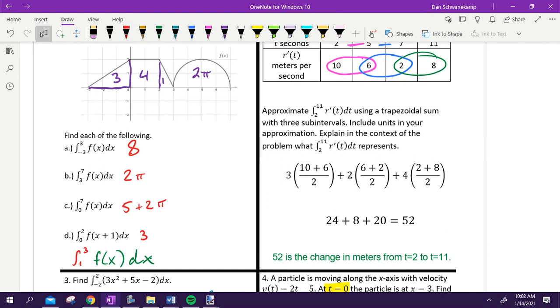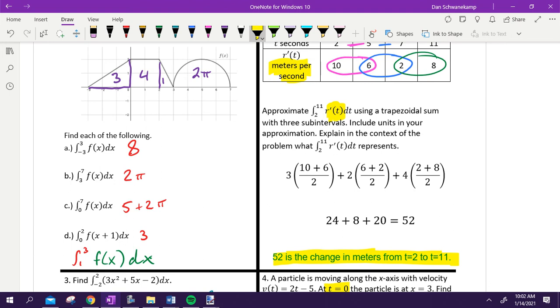Make sure the second one, probably the most important part, is the description. When I integrate, okay, I found the integral of r prime. R prime was meters per second. When I integrate it, it is going to tell you the change in an amount. When you integrate a rate, it tells you the change in amount. So that is the change in meters from 2 to 11.